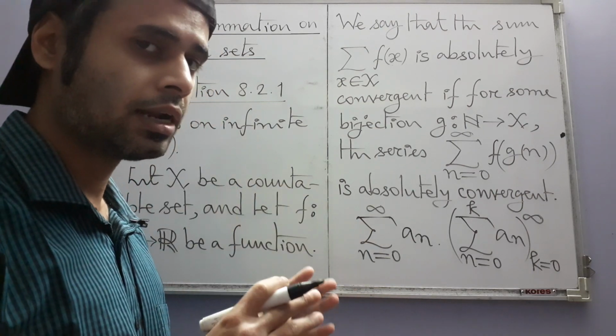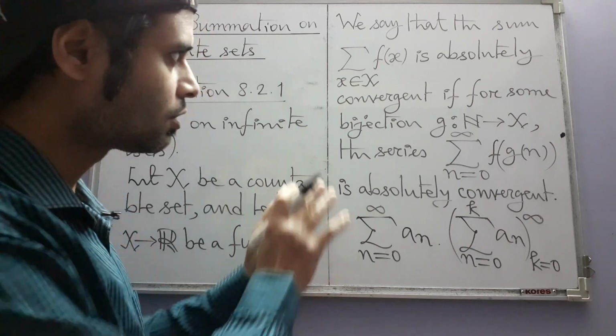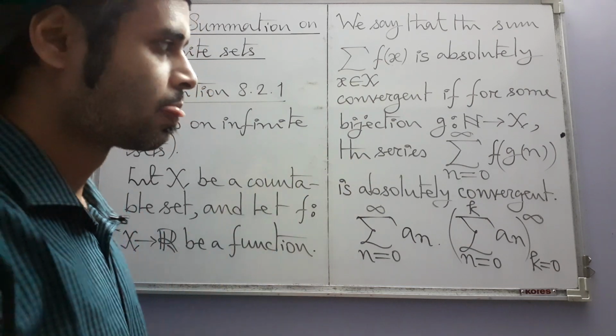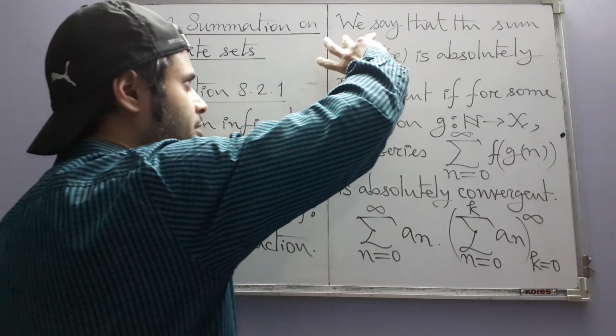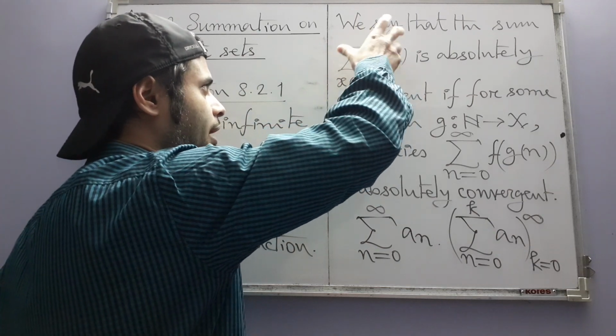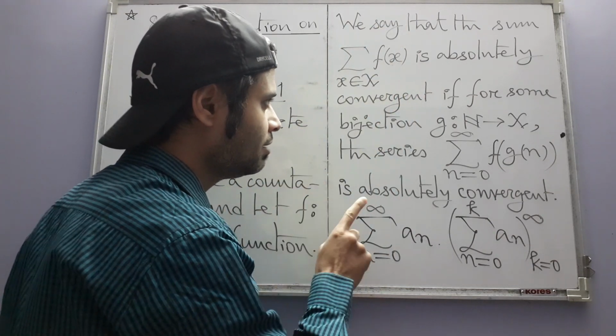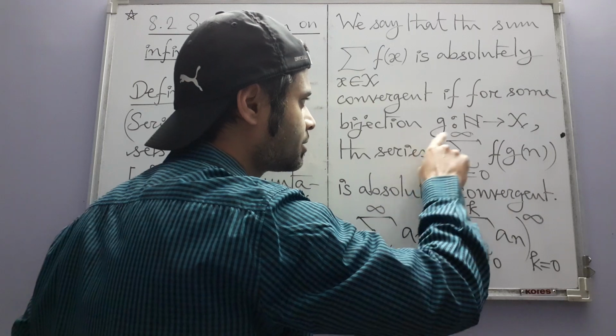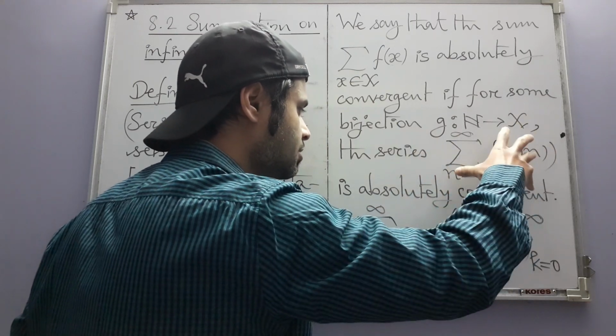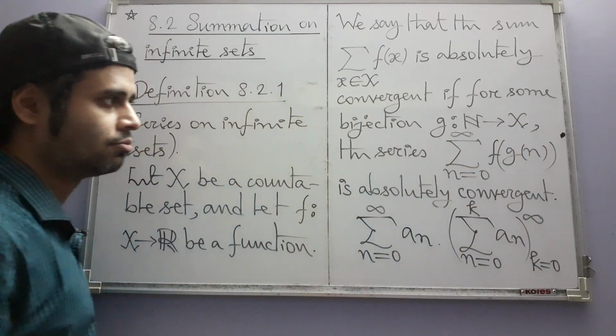It is, however, still an infinite sum. No order is there. Still, this sum is going to be called absolutely convergent if for some bijection g, this series is absolutely convergent.